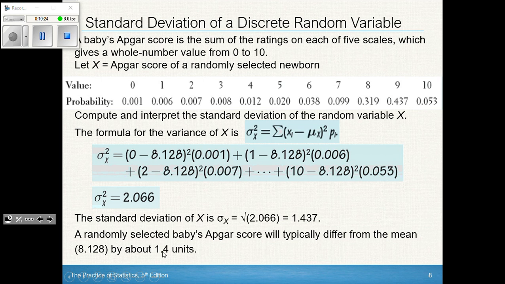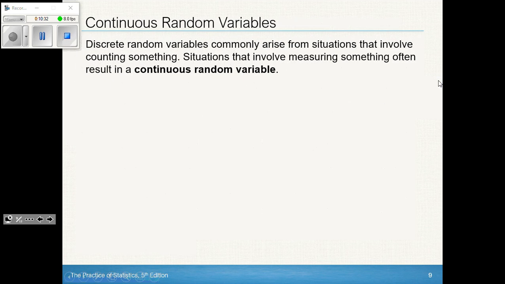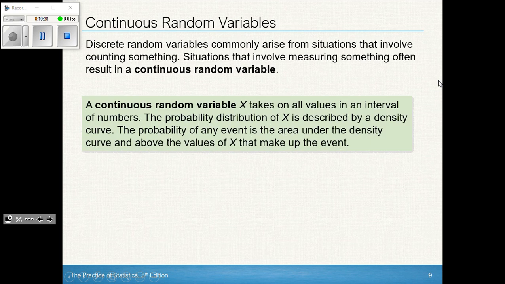This is the standard deviation or the variance of a discrete random variable, a variable whose values we can list out. Now let's talk a little bit about a continuous distribution. A continuous distribution takes all the values in some certain interval. The probability distribution of x is described by a density curve because I can't list all the values. If I could list them all, it would be discrete. Since I can't list them all, I've got some sort of curve, and the probability that an event occurs is the area under the density curve and above the values of x that are in that event.